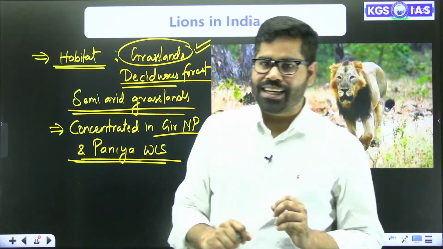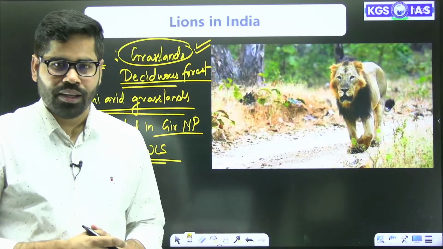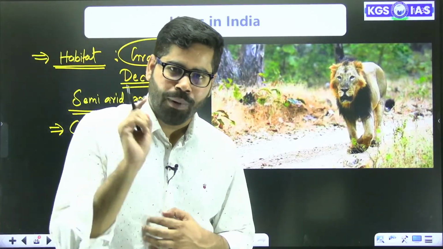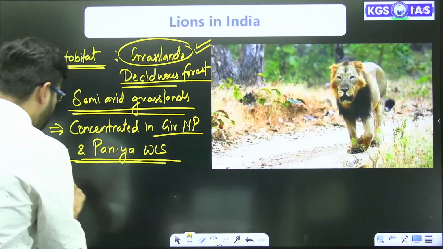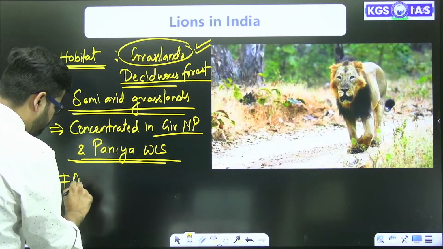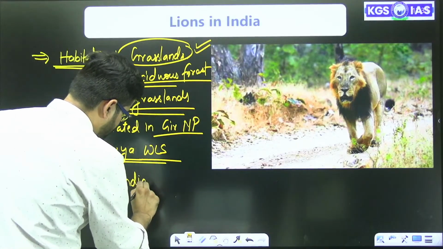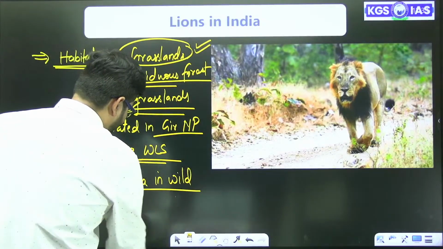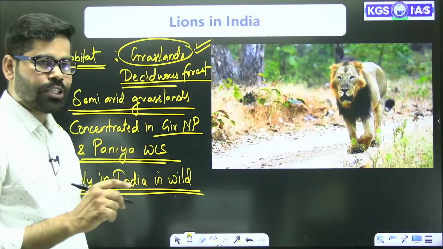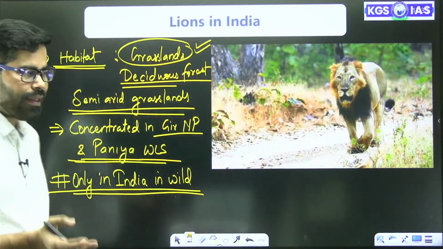In fact, it is said that Asiatic lions are found only in India now. Their viable population in the wild exists only in India. That is one thing which we see about the Asiatic lions. Now, if we talk about these lions, now tell me one thing.